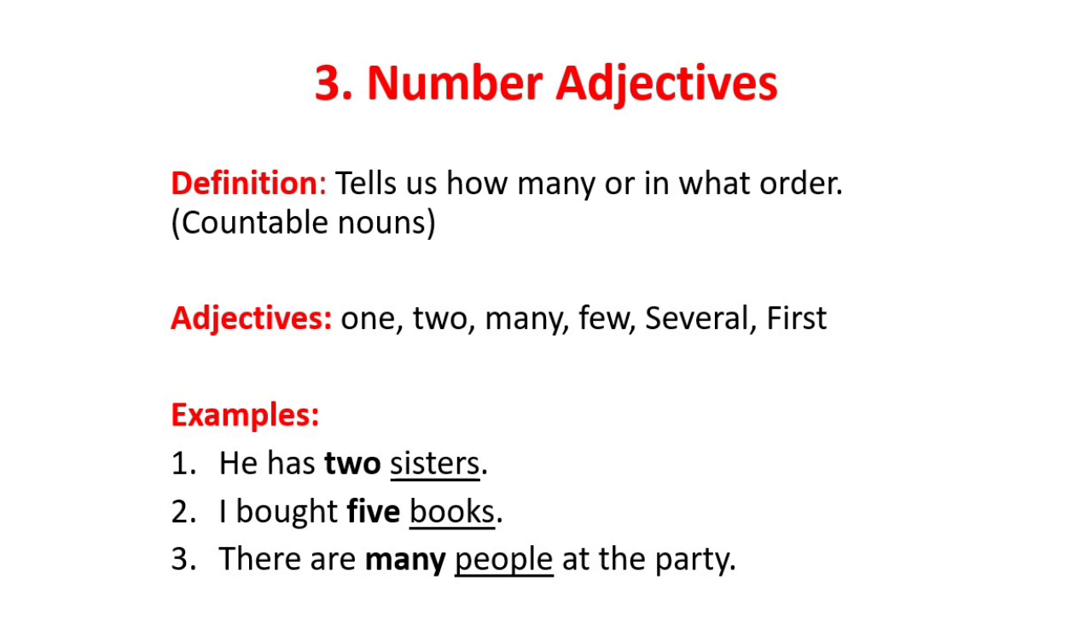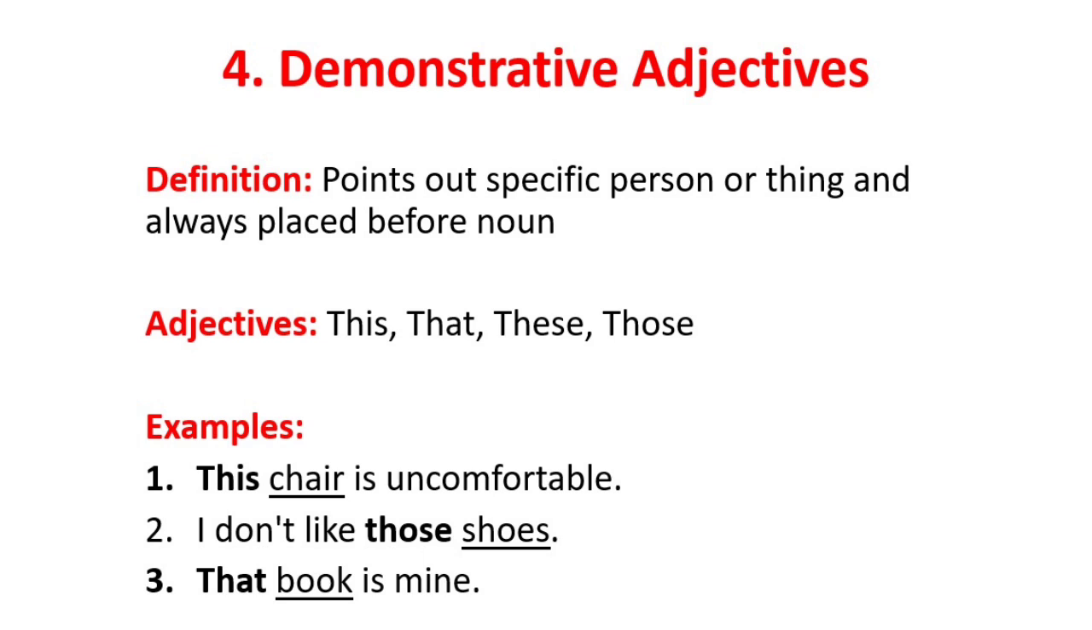Okay, now let's see the next type of adjective. Now the fourth type is demonstrative adjectives. See the definition. Demonstrative adjectives point out a specific person or thing and are always placed before a noun. Now what you have to remember here, these adjectives come before the noun. Okay, this is what you should remember, because these words describe the noun or pronoun, right? So in the majority of cases they come before a noun.